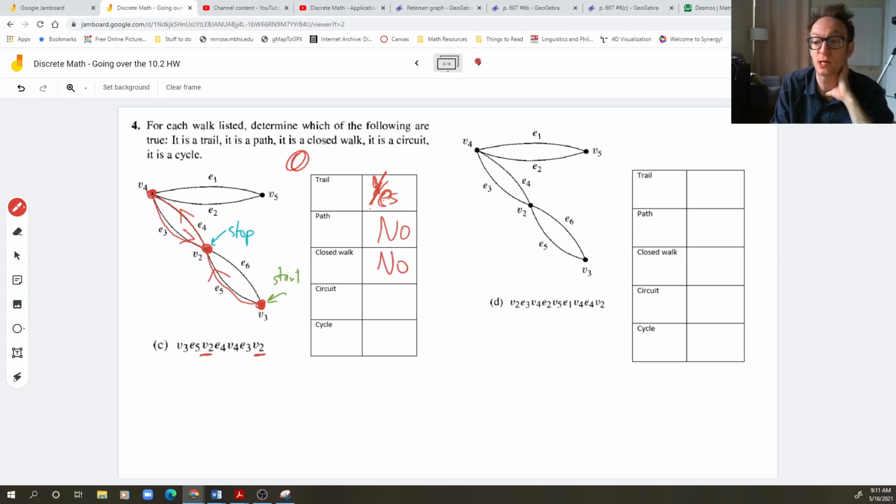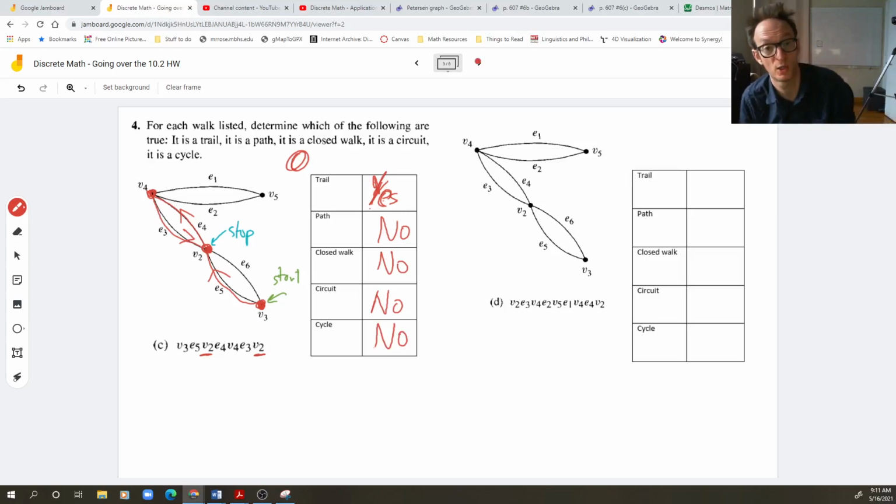Okay, is it a closed walk? No, because it does not start and end at the same vertex. It starts at V3, but it ends at V2. Is it a circuit? No, because it's not closed. A circuit is a closed trail. Yeah, and this is not even closed. Is it a cycle? Also no, because a cycle is also a closed thing. It's kind of a closed path. Well, whatever. You know what a cycle is. So no, it's not a cycle because it's not closed. Okay, one more. V2, I begin here.